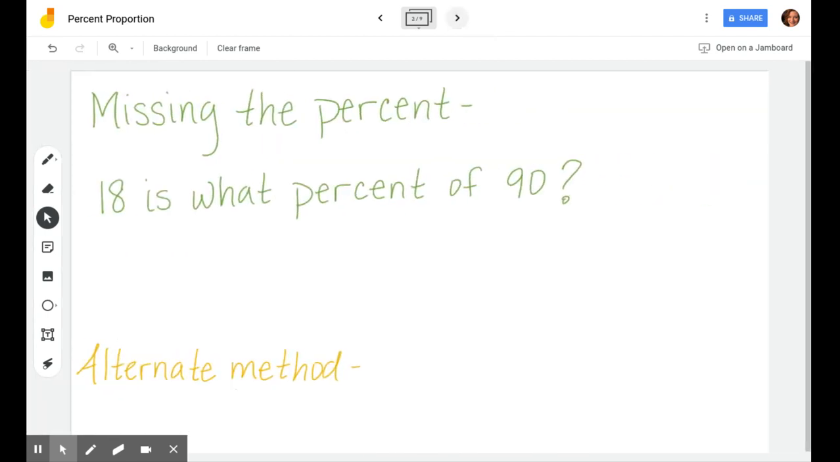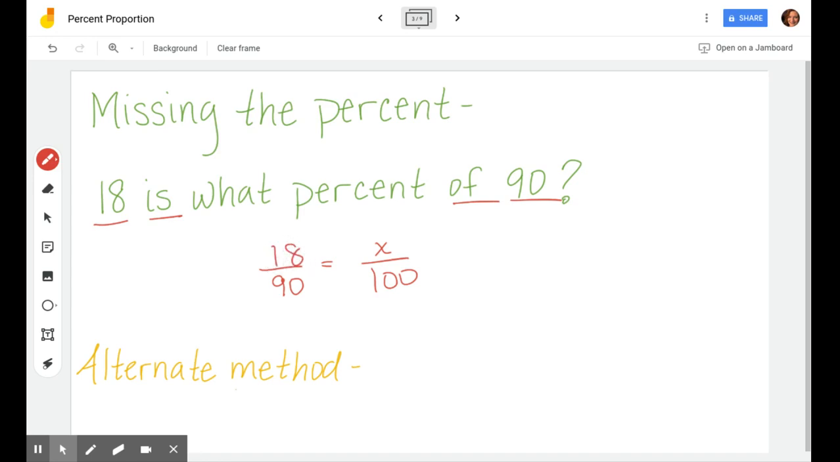Here's what it looks like if you're missing the percent. It says 18 is what percent of 90? So I'm going to set up my two blank fraction bars, equal in the middle, 100 on the bottom right. Then I look for the percent. This time I don't know the percent, so above 100 in that percent spot in the proportion, I'm just going to put an X. Then I look for what it's out of. This says of 90, so that's the total that goes on the bottom. And 18 is how much we have, so 18 goes on top.